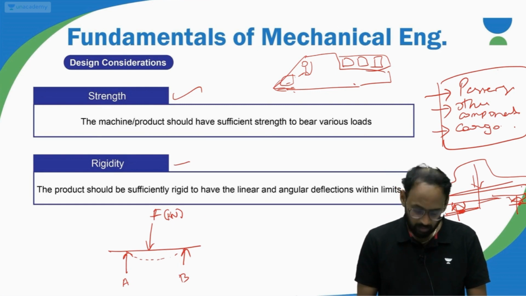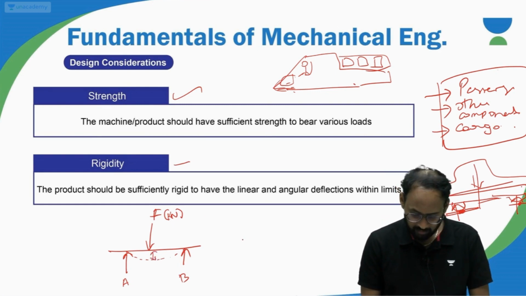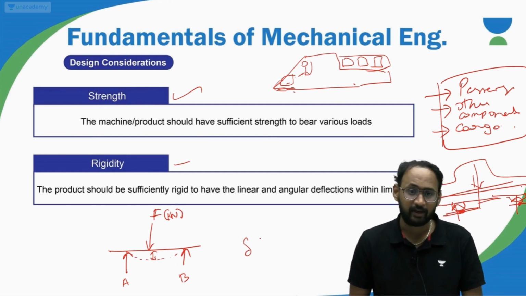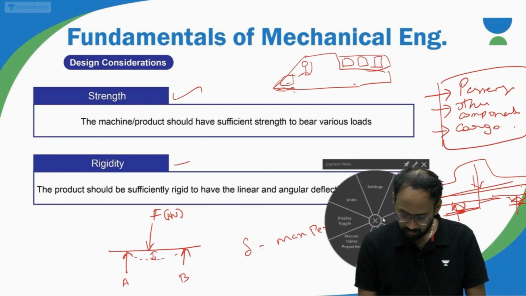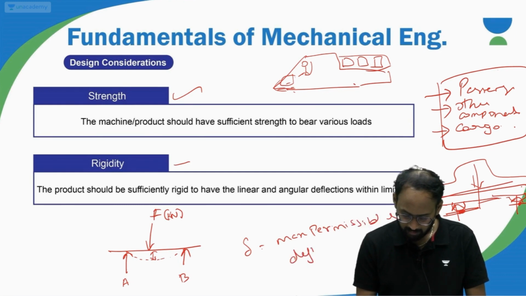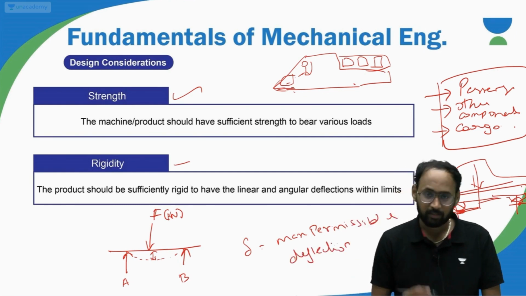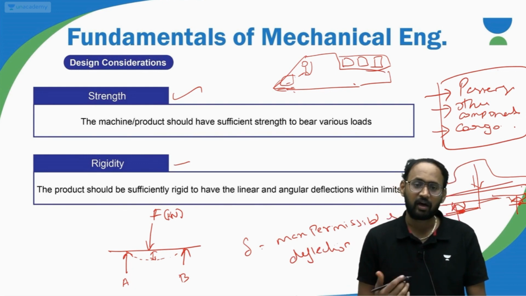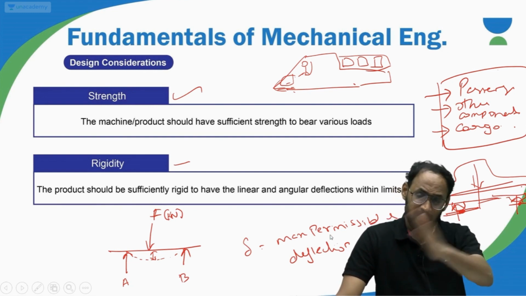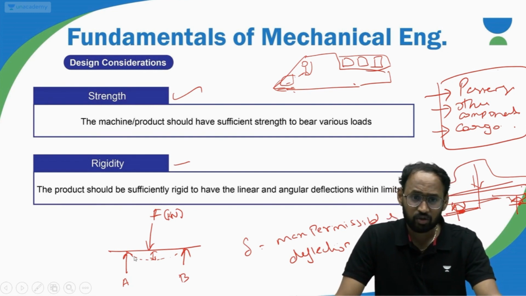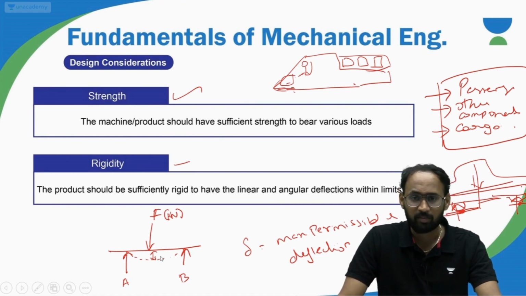Now what is the maximum permissible deflection? This deflection I call delta. So what is the permissible deflection, the max permissible deflection? What is this maximum deflection I can allow? Certainly over the course of the operation of the product, the deflection should not exceed the maximum permissible deflection. Okay, so this is rigidity here.